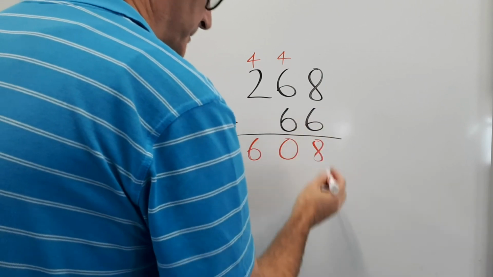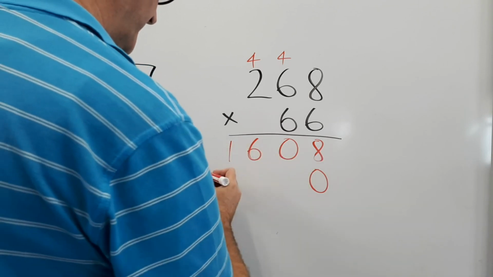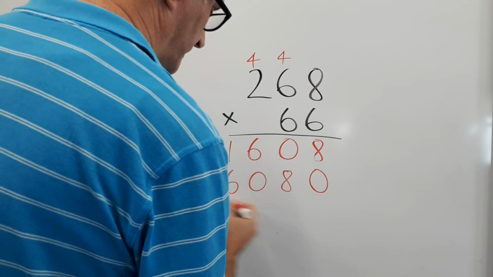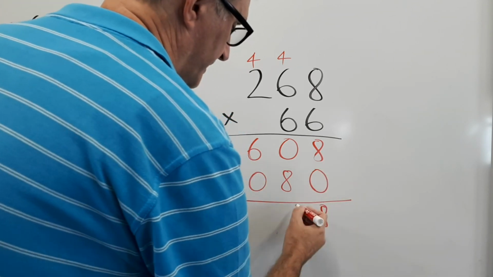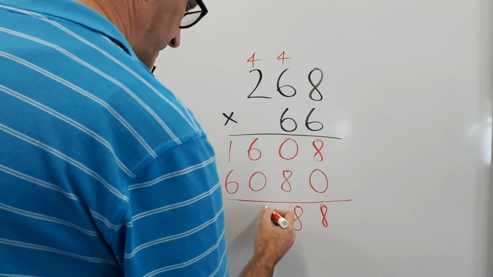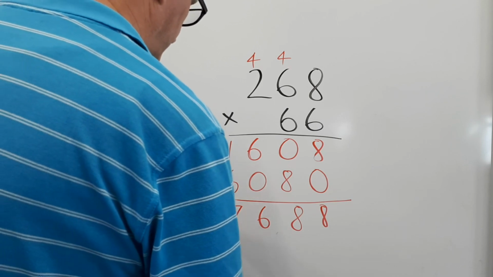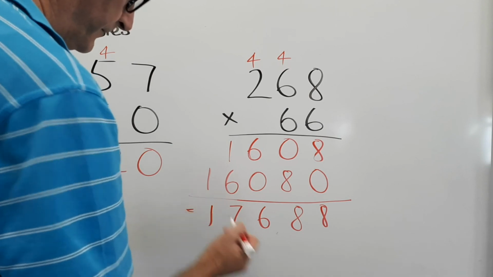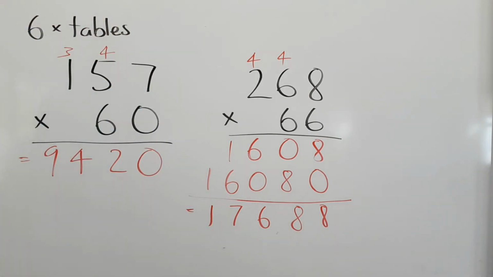Then, because we're multiplying by 60, pop the 0 there and just copy out the whole number again. So you're going to end up with 8 ones, 8 tens, 6 hundreds, 7 thousands, and 1 10,000. Complete answer, 17,688. Kind of fun. It's kind of like a puzzle once you get into it.